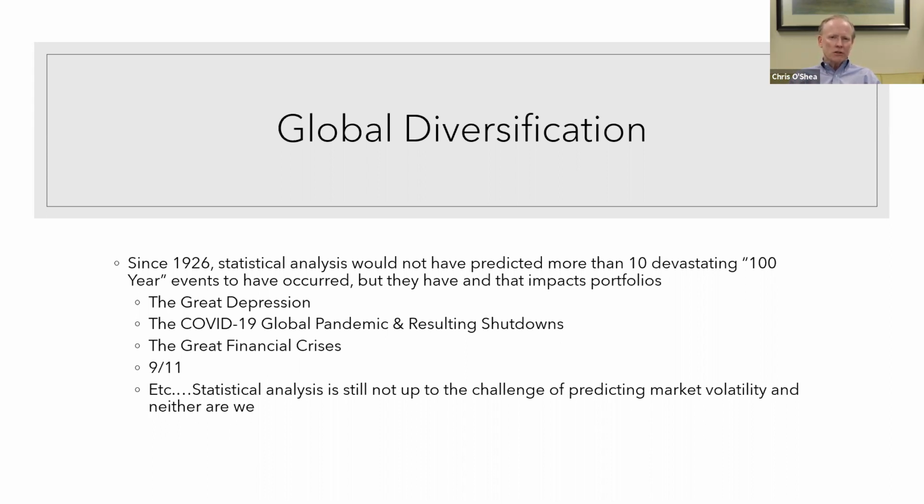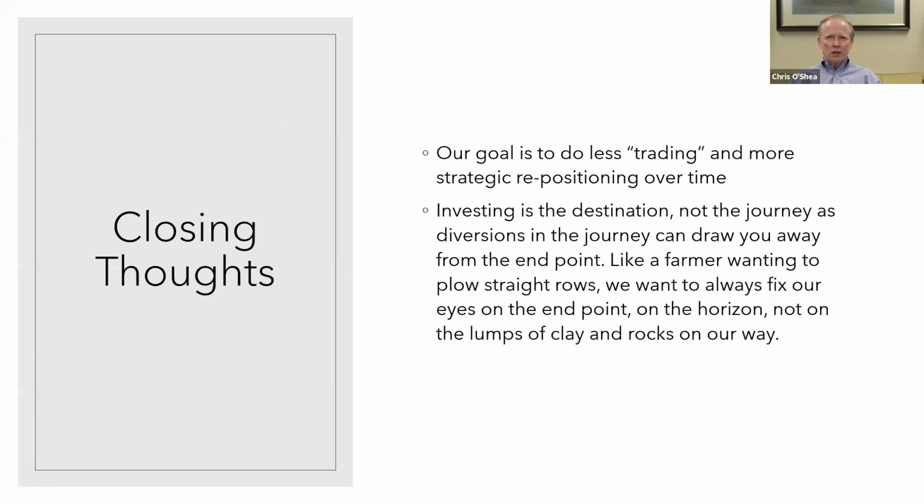So diversification will get you there, because you've had the Great Depression, the COVID lockdowns, the Great Financial Crisis, 9/11. There's more. We think statistical analysis certainly has fallen short of that, and we would too if we tried to make that happen.